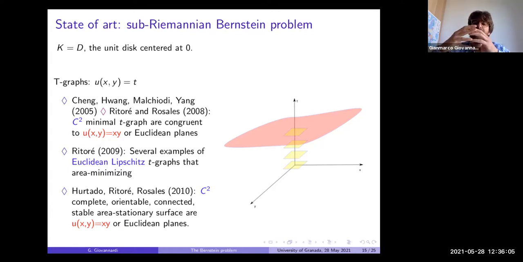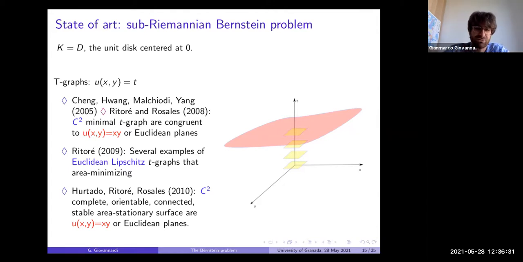So if you enlarge a little bit the class of minimal graphs, lowering the regularity, you obtain a lot of examples that are not Euclidean planes and that are not the hyperboloid. The problem is that you cannot control the singular set if you have low regularity. With C2 regularity, you can indeed control the singular set.